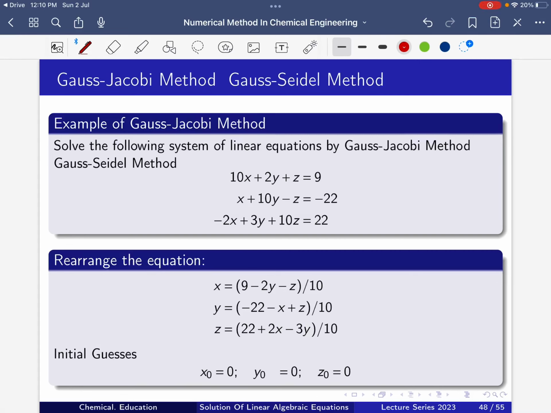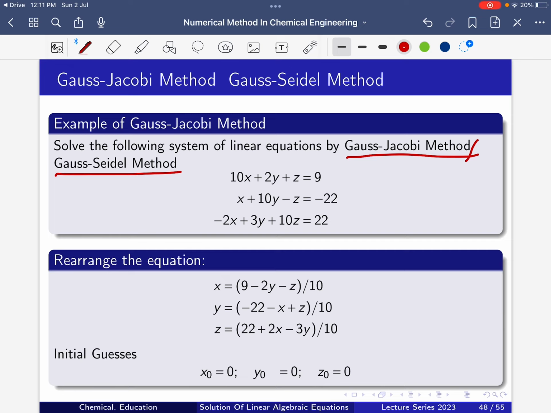Today I'll talk about the Gauss Jacobi method. Here we are going to solve a system of linear equations by using the Gauss Jacobi method. There are two iterative methods we can use for solving a system of linear equations. One method is Gauss Jacobi, another is the Gauss Seidel method. Here I am using the Gauss Jacobi method.